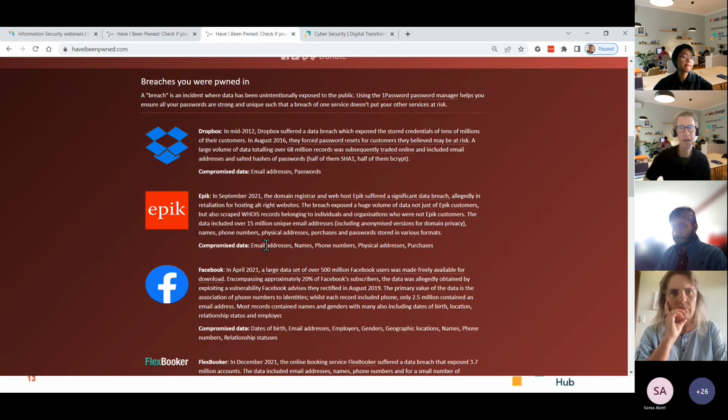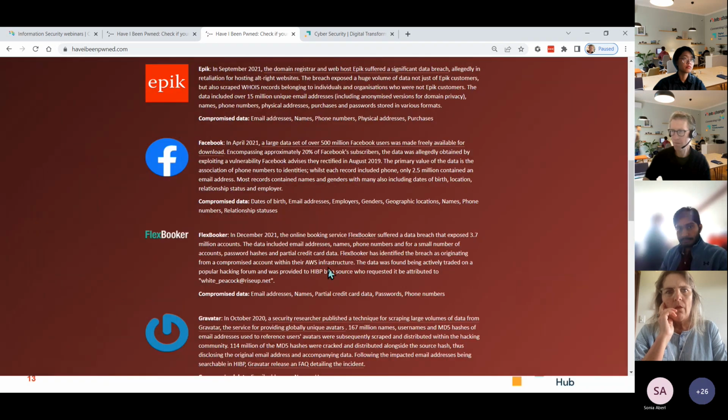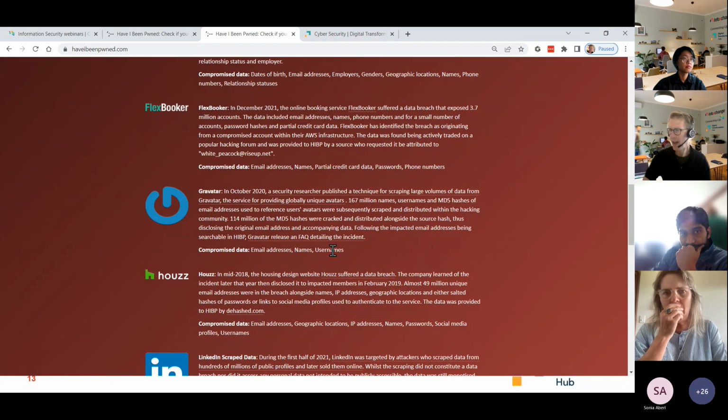So for instance, I've put my personal email address into this site. So not my work one, my work's not quite so exciting, but I am generally security conscious. And you can see these are the breaches my personal email address has been involved with, right? Dropbox, my password got out. Epic, I don't even remember what that is, a whole stack of details, purchases, email address, phone numbers. Facebook, relationship details have got out. Flexbooker, again, passwords have got out. House, again, passwords have got out.